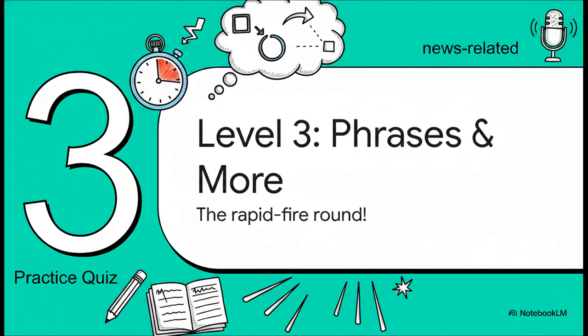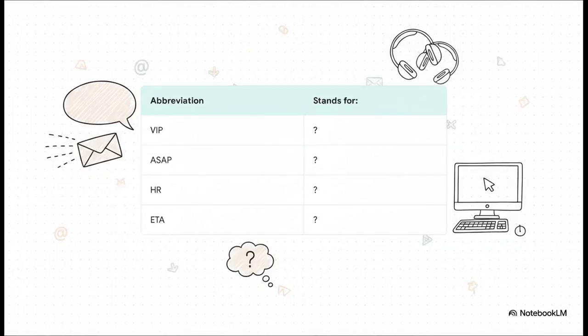Welcome to Level 3, our rapid fire round. In this section, we're going to quickly test your knowledge of common abbreviations, phrasal verbs, and prepositions that, honestly, you'll see everywhere in English. First up, abbreviations.